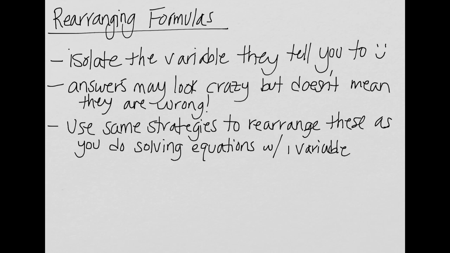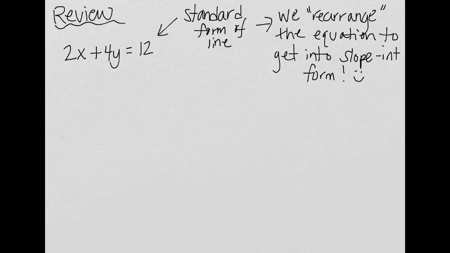So there might be 3 or 4 variables in the problem, but you have to know which one they want you to isolate. Otherwise you're going to start solving it the wrong way. We may have answers that look crazy. That does not mean that they are wrong. Unless you are confident that you didn't know what you were doing, crazy looking answers could actually be right. And we're going to use the same strategies we did when we were solving those 2-step equations for x, just with more variables. So it's the same idea, so don't think it's anything harder.